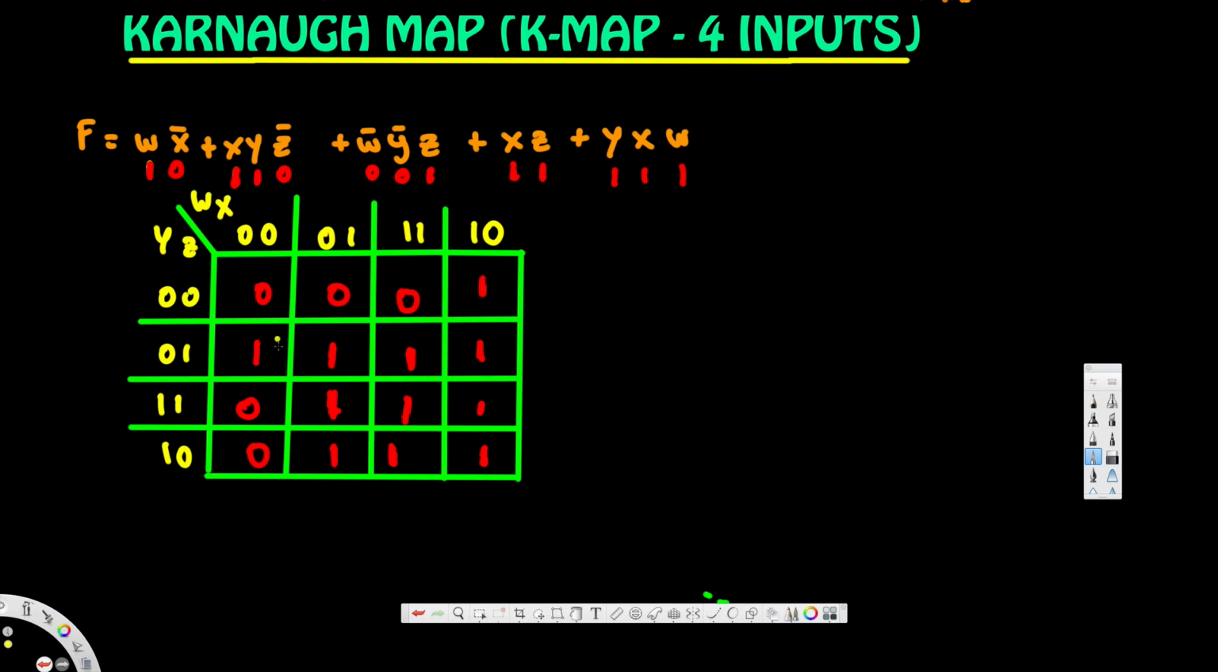Now we don't have any 8 possible. If this one is 1, we can have an 8, but we don't have anything like that. So the next thing is we have to look at the possible of getting 4s. So we can combine these 4 together, and we can combine these 4 together, and also we can combine these 4 together, and all of the 1s are covered. After it's covered, we are done.